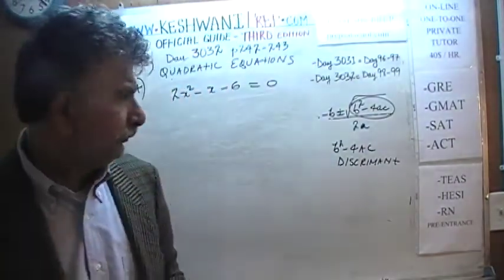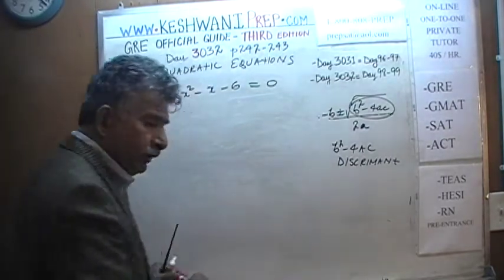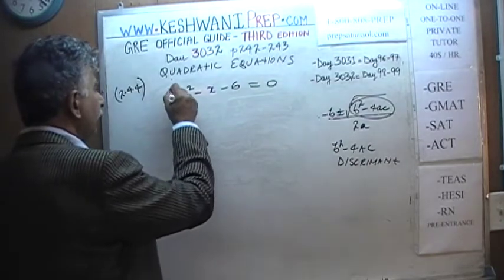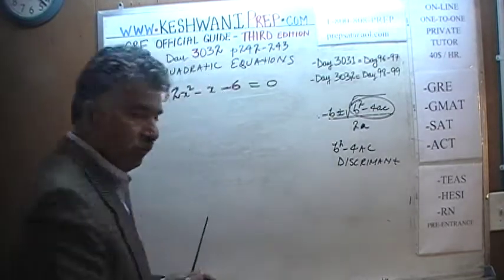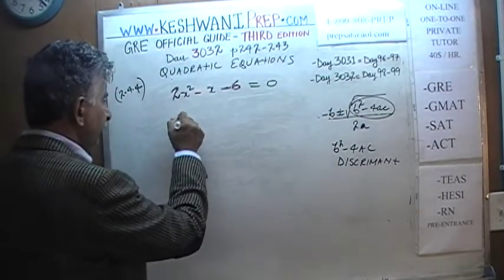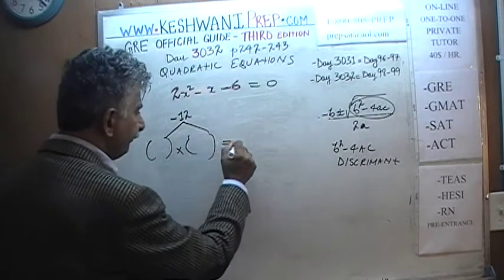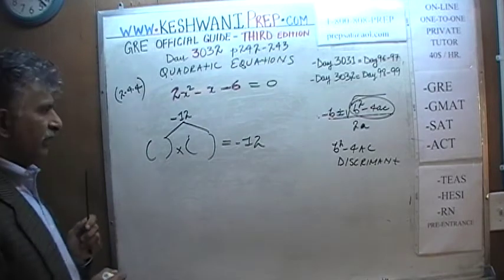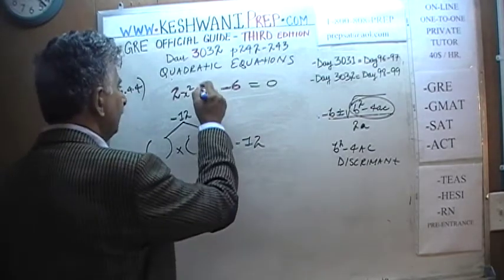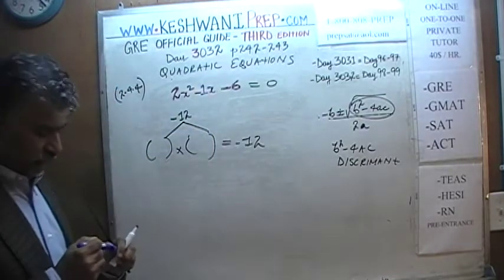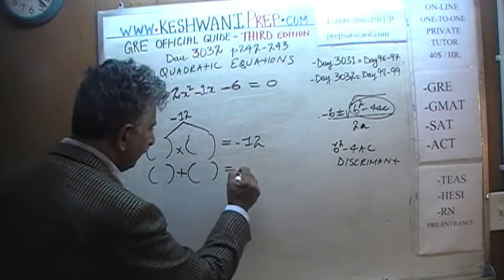Let's do this, shall we? They want us to factorize it. So here, we're looking for a magic number, whose product has to be 2 times negative 6. 2 times negative 6 is negative 12. So we're looking for two numbers such that their product is negative 12, and two numbers whose sum has to be negative 1.